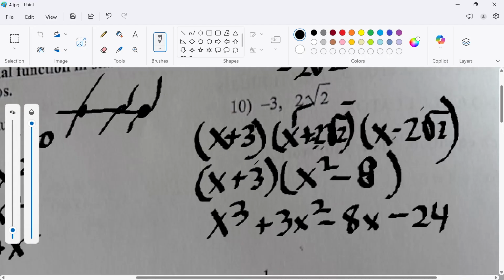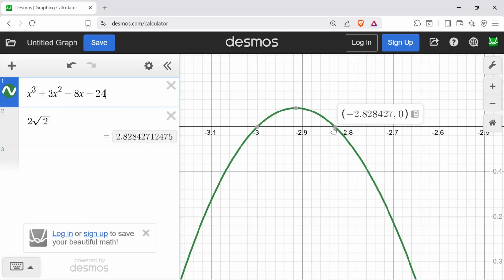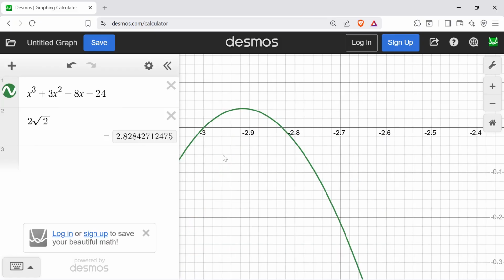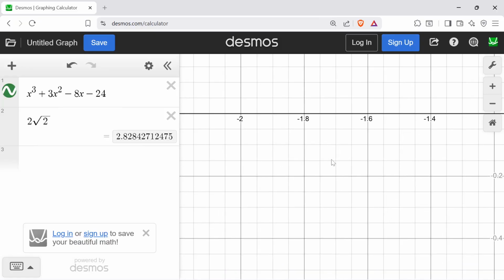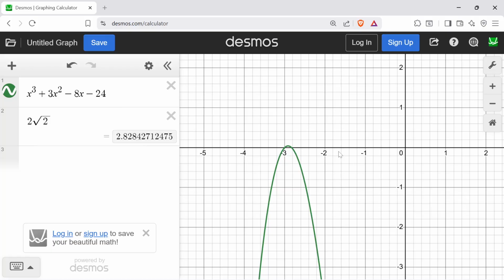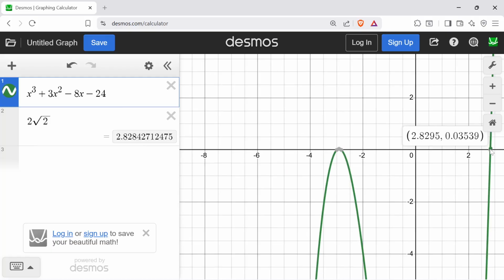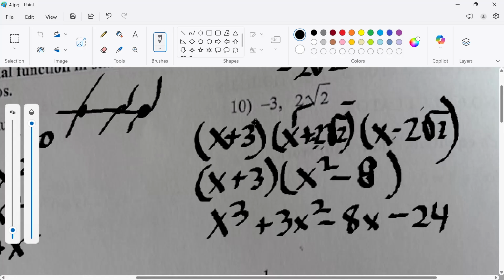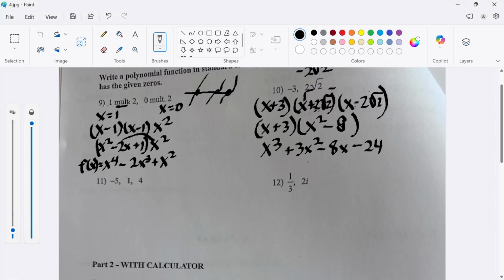So there's my negative 3, and there's negative 2 square root of 2, negative 2.82, and there's, way over here, positive 2 square root of 2, which is 2.82. So yes, verified that I got that one right.